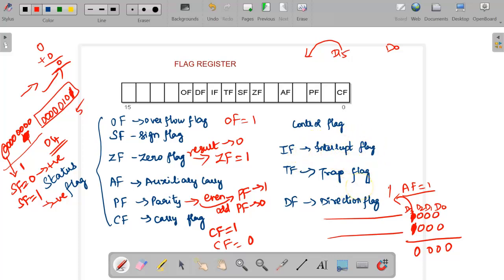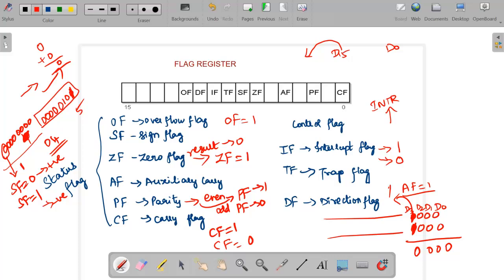Interrupt flag means you have an INTR pin in the pin diagram of 8086. Using that, some interrupts will arrive. Whenever an interrupt is coming, 8086 has to decide whether to accept the interrupt or ignore it. When the interrupt flag is equal to 1, it will accept the interrupt and execute it. If this bit is 0, it will ignore the interrupt.